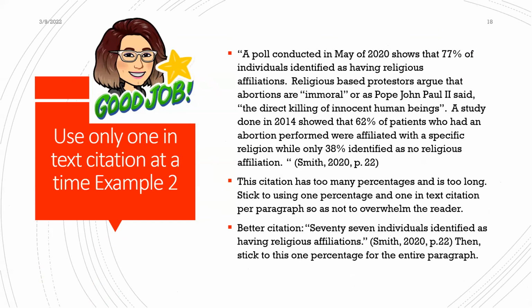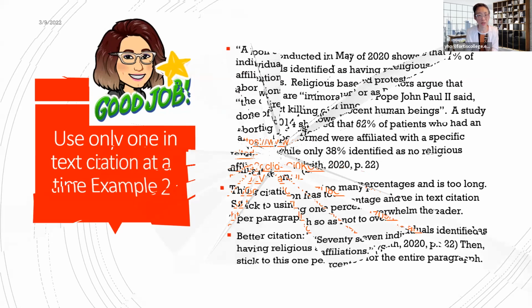This is also another example of somebody with too many in-text citations. She has 62%, 77%, 38%. She should only have the one 77%, and then just write 5 sentences about that one 77%, okay? So that way, if you use only one in-text citation per paragraph, then you don't overwhelm the reader.